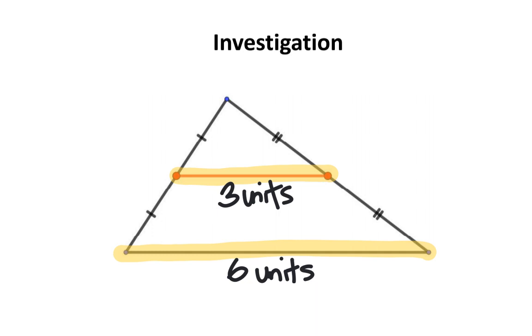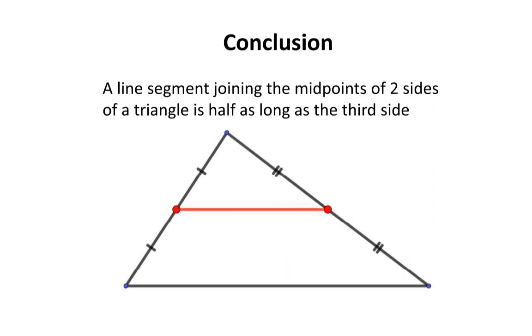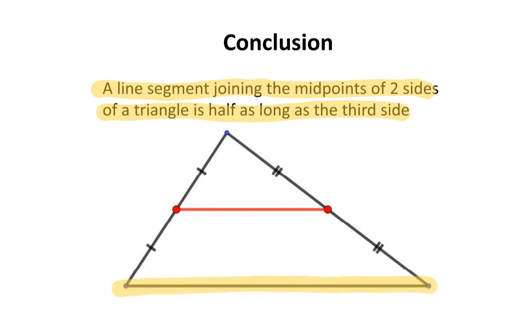Take a close look at these numbers. Are they related somehow? It appears as if the length of the base of the triangle is twice the length of this. Therefore, we can conclude that a line segment joining the midpoint of two sides of a triangle is half as long as the third side. In other words, this length is twice as long as this length. Algebraically, I can say that if this has a length of 2x, then this would have a length of x.